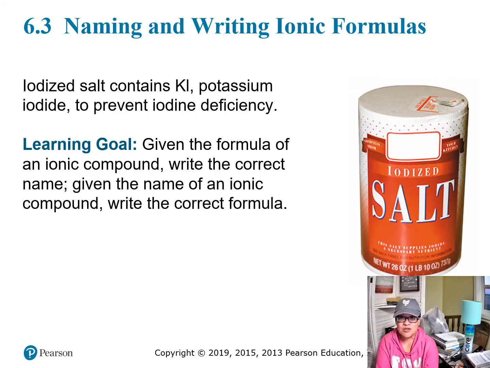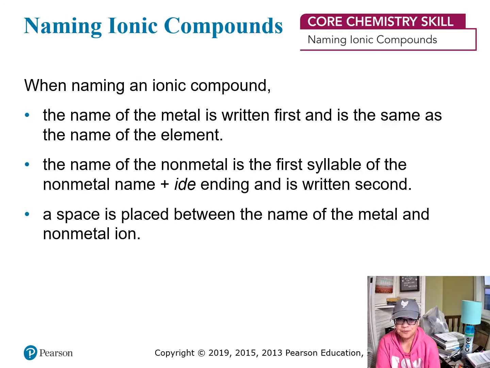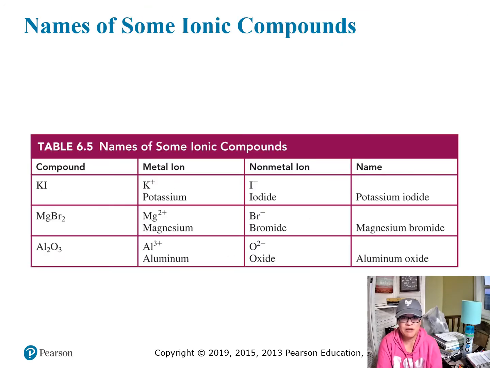Okay, next section is naming and writing formulas. So we're going to learn more about the formulas and how to name them. And it's kind of like learning a new language, but it's pretty easy. So when we name ionic compounds, first we say the name of the metal. That's the first name. And then the last name is the name of the non-metal, but you drop the last part and add "ide," and then you put them together, and there's a space in between. So here's some examples.